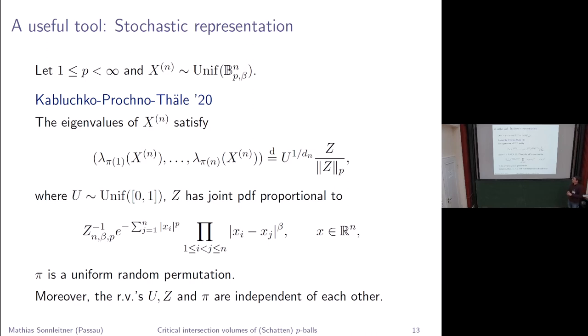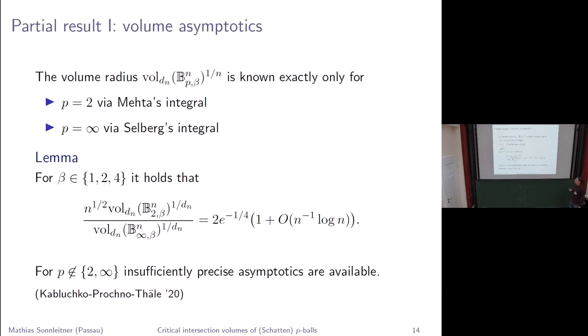And now let me come to the restrictions we have. So first is volume asymptotics. We need to know the volume because we want to rescale by the volume radii and then look at limit fields. And for Schatten p-balls, the volume is in fact not known exactly, except for p equals 2 and for p equals infinity, where you have these two special integrals, Selberg and Mehta integrals. In fact, one can use these special integrals to derive the following asymptotics for the volume radii, which looks like this with this error.